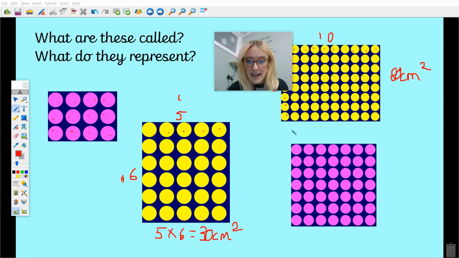Okay. Let's have a look at this one. 1, 2, 3, 4, 5, 6, 7. 1, 2, 3, 4, 5, 6, 7. So I could do 7, add 7, add 7, add 7, add 7, add 7, add 7, repeated addition, or I could do 7 times 7 to get out my area, which is 7 sevens are 49 centimetres squared. Okay, easy enough, right?